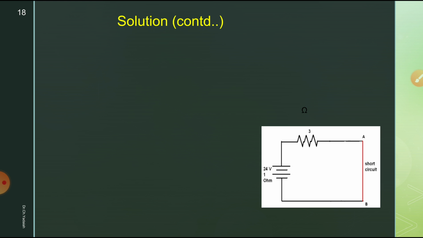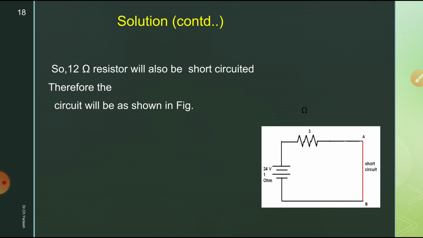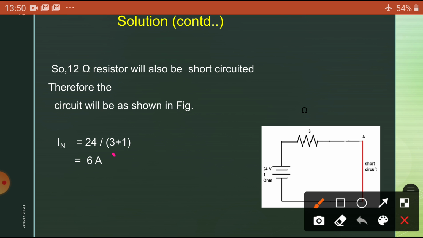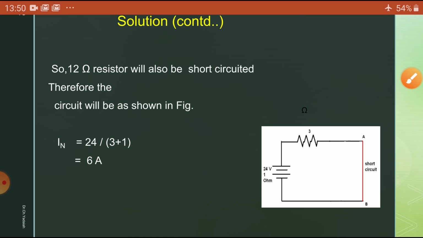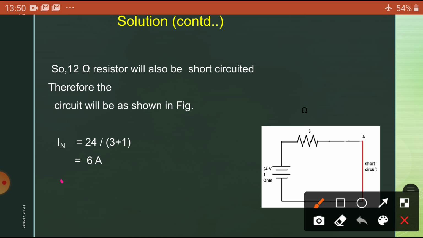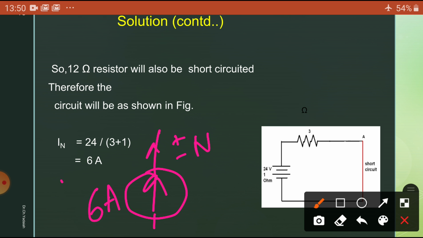Now what will happen? The 12 ohm resistor will also be short circuited. Therefore, the circuit will be as shown, so reduce this one. Now what is I_N, the current AB? It is the total voltage by total resistance. So the internal resistance 1 ohm and 3 ohms are connected, giving 6. Previously we calculated 6 amperes. This is the Norton's equivalent current, equal to 6 amperes. That is the first step.